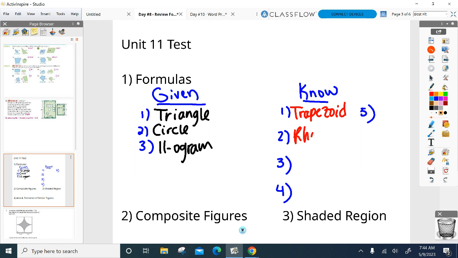Rhombus. And just let me stop right here with the rhombus. Remember, the rhombus is 1/2 D1, D2. I can't stress this enough. The diagonals are not congruent. Okay, they will never be congruent. If they were, we'd call it a rectangle, not a rhombus. All right, so diagonals not congruent.